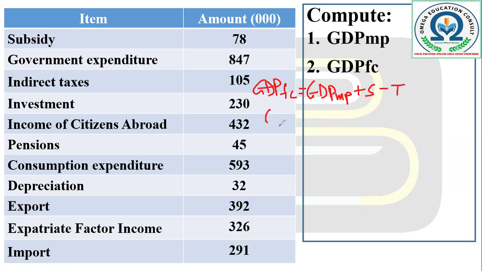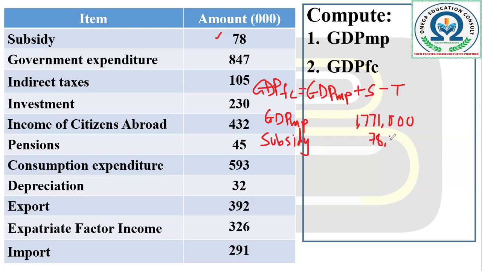So you must always take note that it is indirect taxes that we deduct. So we compute further by indicating GDP MP. Then we write the corresponding figure, which we had as 1,771,000. Okay, and then we'll go and identify the subsidy. So subsidy, we write subsidy. So what's the value for subsidy? So our subsidy is 78,000. So we indicate 78,000.